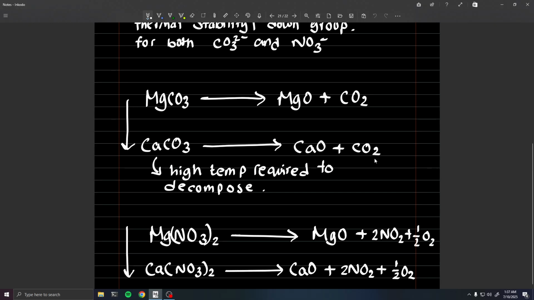So the thermal stability for both carbonates and nitrates increases down the group. This is because of the charge density of the elements. We know that the charge density of the elements will decrease down the group. This is because they have a constant charge down the group, plus 2. However, their size increases as their atomic radius increases, which means that the charge density of the elements becomes lower. That means that the power of distortion becomes lower. That means that the stability increases.